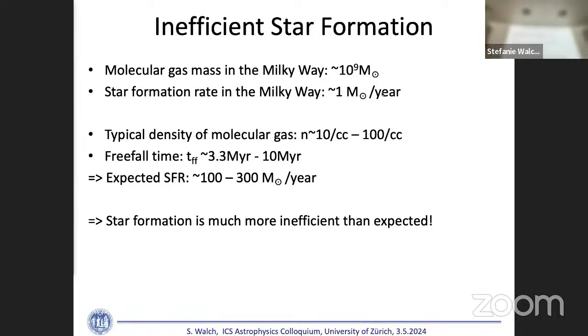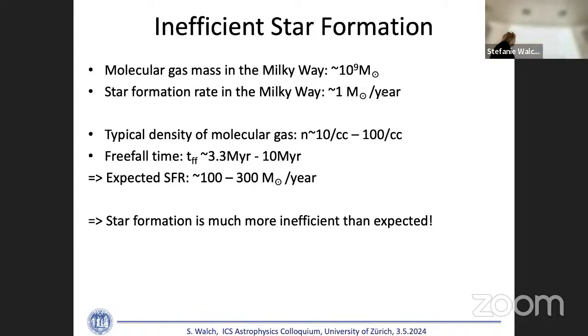therefore the resulting star formation rate should be of the order of 100 to 300 solar masses per year, and not 1 solar mass per year, which is what we observe. So clearly, star formation is much more inefficient than what we would expect, by a factor of 100 to 300. So this is something we cannot ignore, right? And so something else must be going on. And it means that basically the free fall time is not the end of the story.